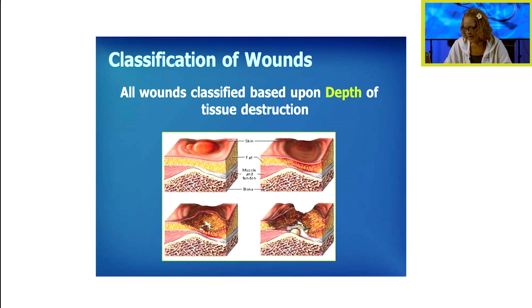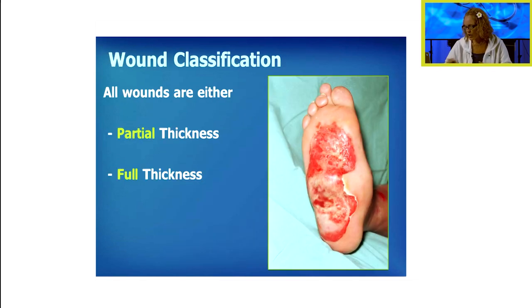So wounds are classified based upon the depth of tissue that is disturbed, or tissue destruction. So here you can see in these images, we've got the outer layer of skin, okay? We've got the epidermis, and we've got the dermis, and then we've got fat tissue, we've got muscles and tendons if we go a little deeper, down to the bone. And so we're going to be classifying these wounds based on how deep into the tissue the destruction of the tissue goes. And so wounds are either partial thickness or full thickness.